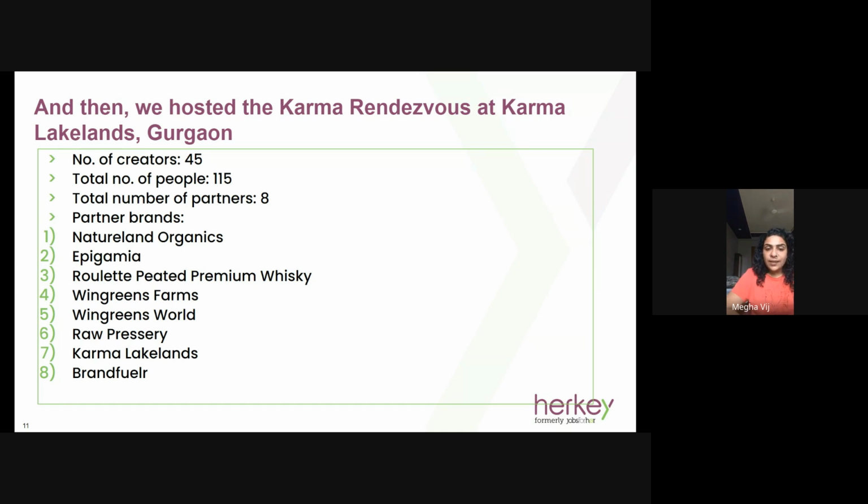So I called them up and I said, this is what we are doing, and we want to do something at your space because it's a fantastic space. And I think there's a lot of brand partnership I can bring to you. It took a couple of meetings with the resort. I had to go to Delhi and meet them. But we managed to close Karma Lakelands and we decided that we're doing a big event.